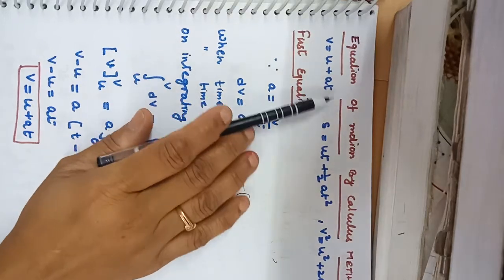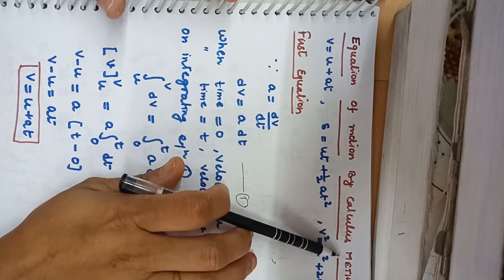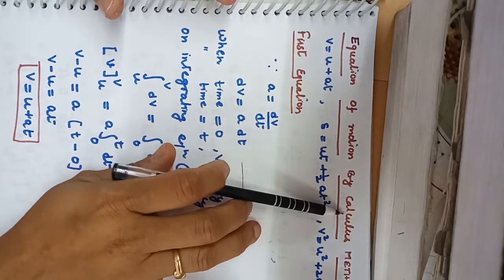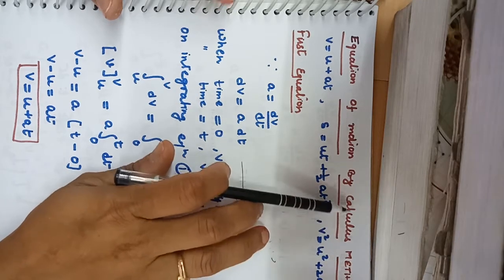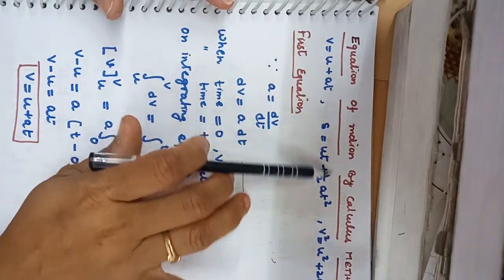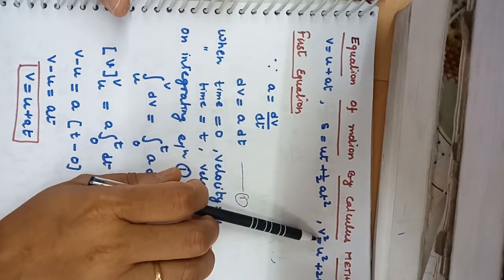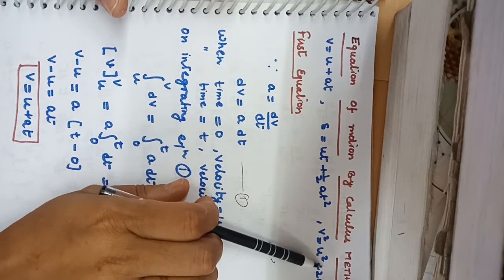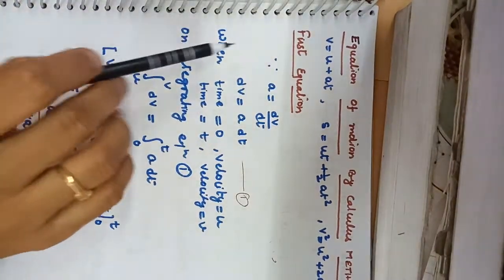Now children, this is the method of deriving the equation of motion by the calculus method. Calculus method means we are going to use differentiation and integration. So we have three equations of motion: v is equal to u plus at, s is equal to ut plus half at square, and v square is equal to u square plus 2as. So the first equation of motion we are going to derive.